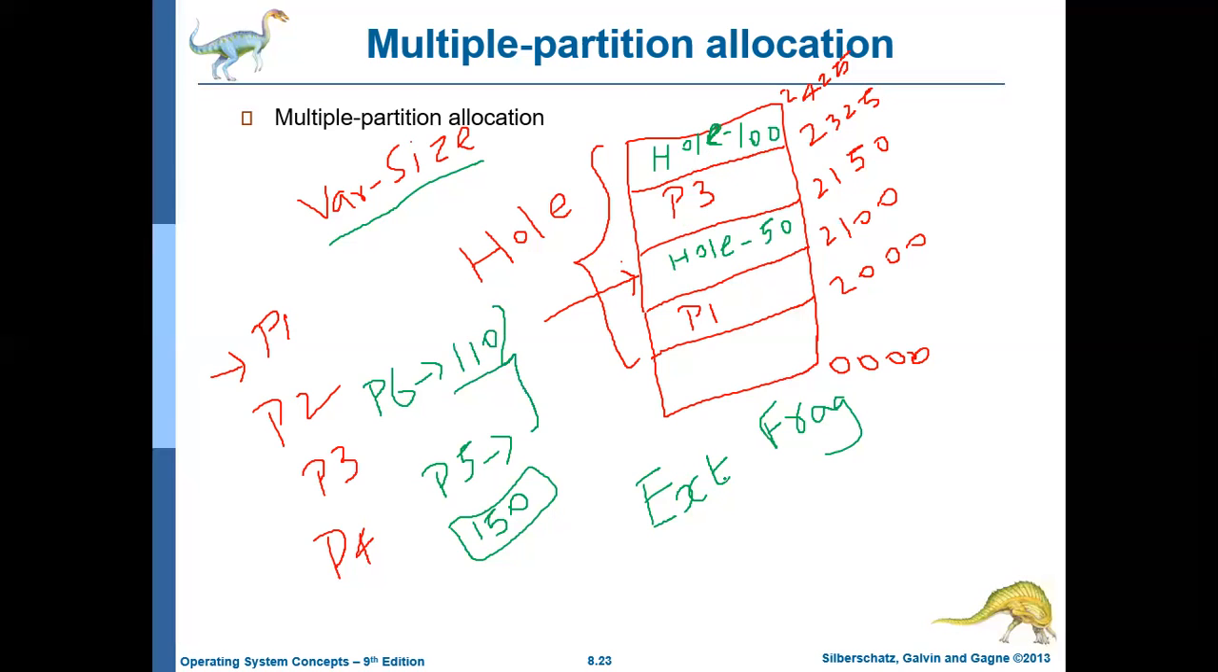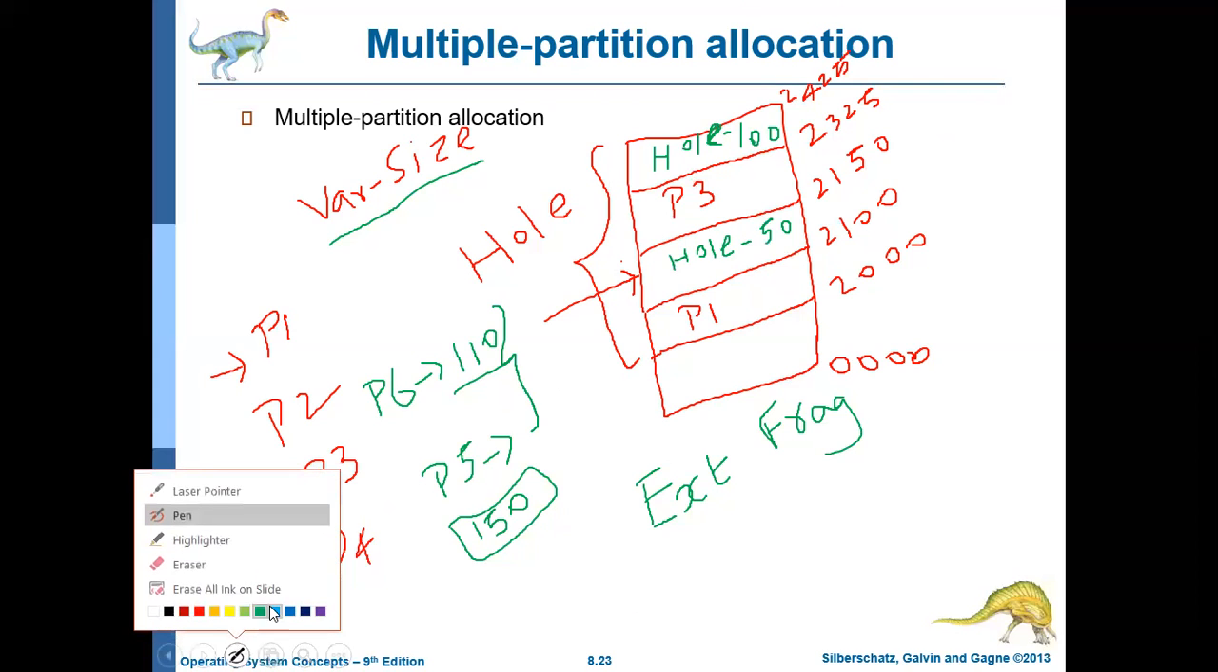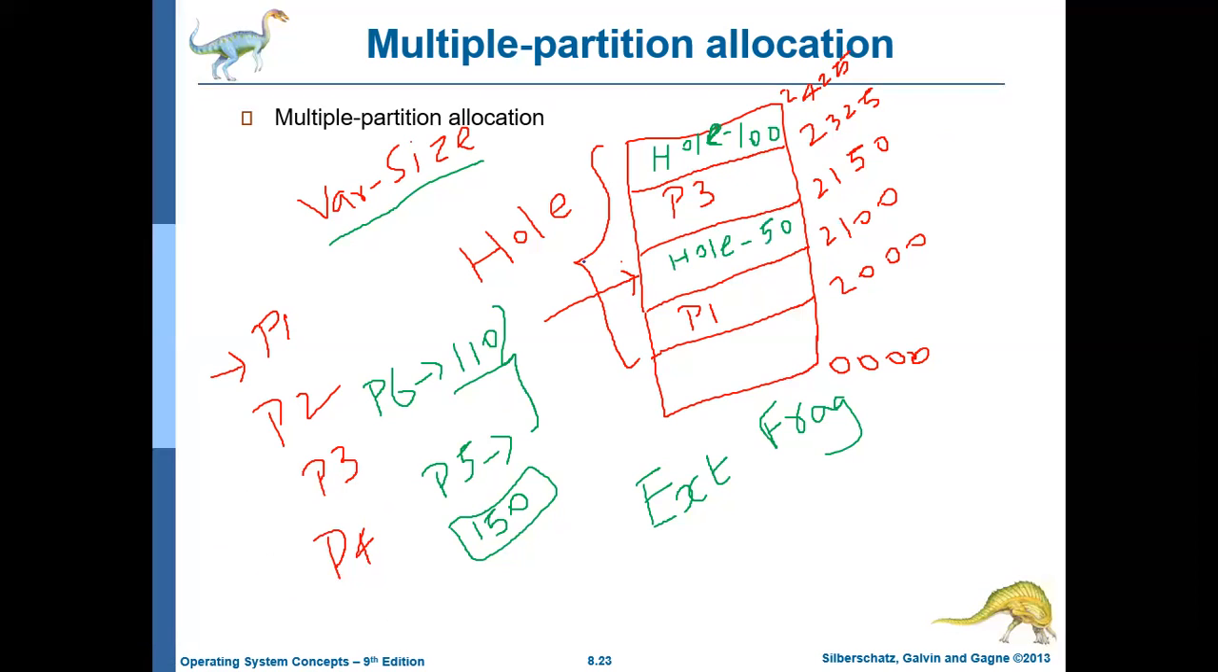Fine. So there is one way to eliminate external fragmentation. There is a technique called compaction. By using the technique of compaction, the problem of external fragmentation can be overcome.